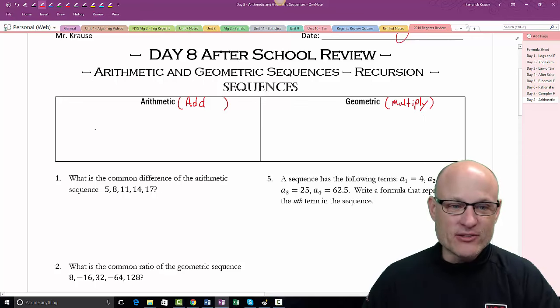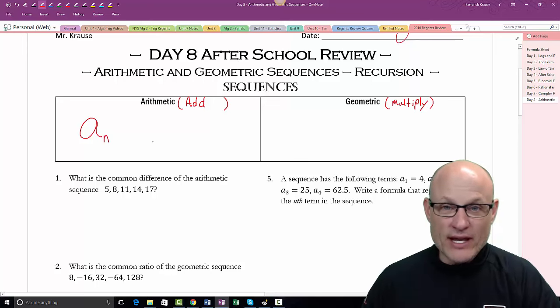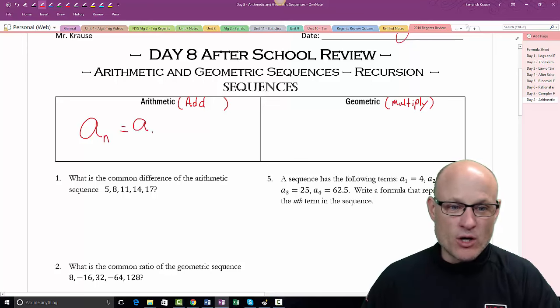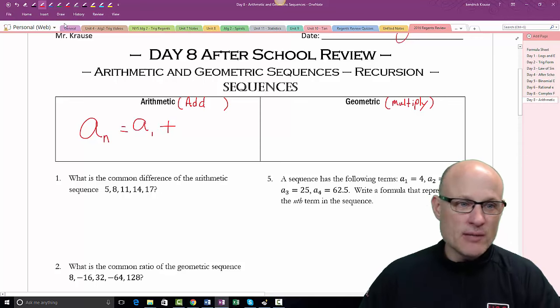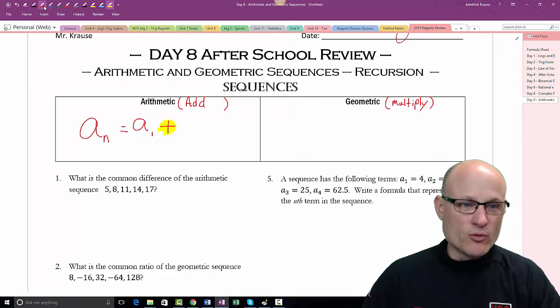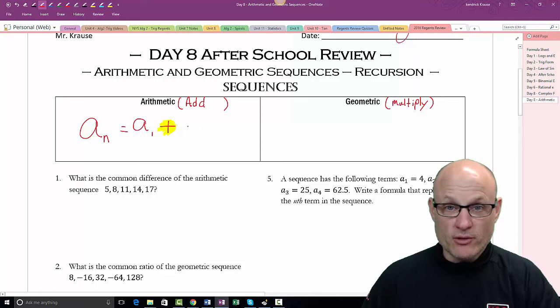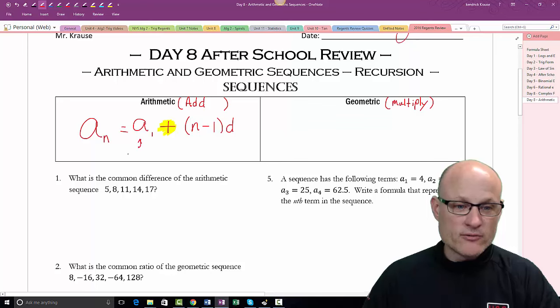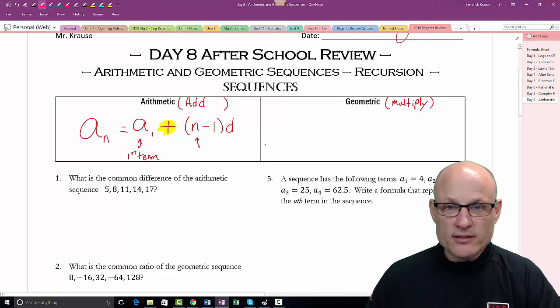All right, you have to have these formulas memorized. A sub n is equal to A sub 1 plus. Let me highlight that plus sign, because I got a lot of kids that forget the plus sign over and over again. It's driving me crazy. N minus 1 times D. Now, A sub 1 is the first term. N is just N, leave it, it's fine. On the second term, plug a 2 in. If you're on the third term, plug a 3 in. D is the common difference.